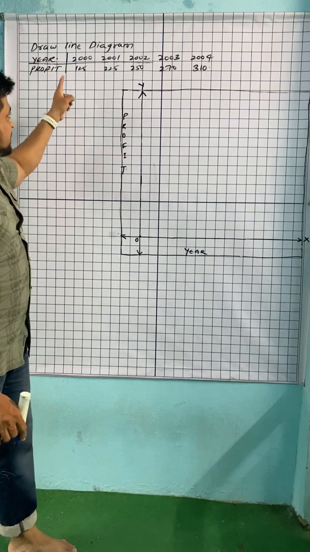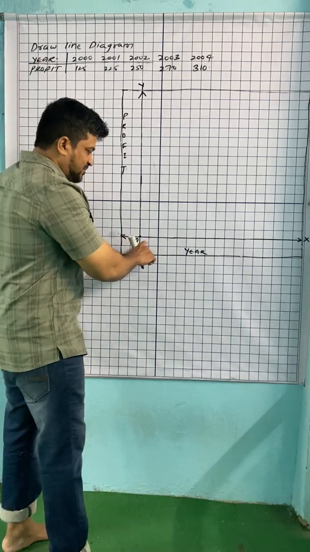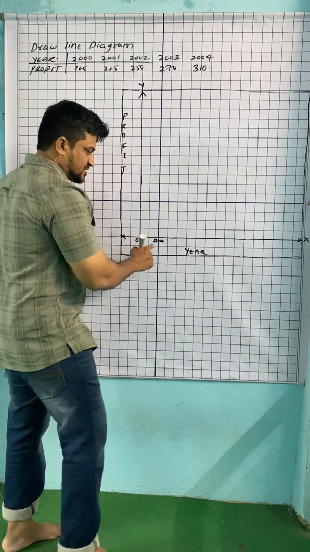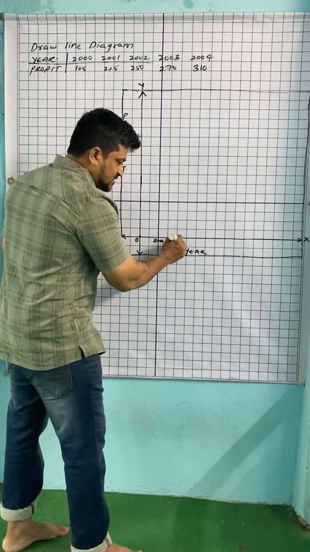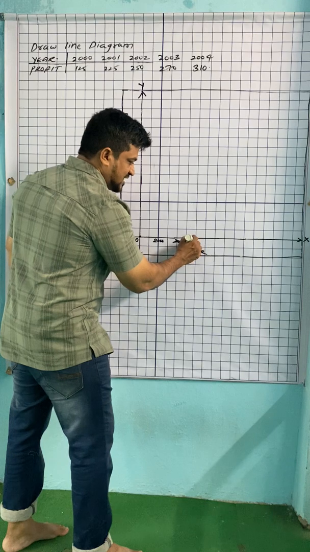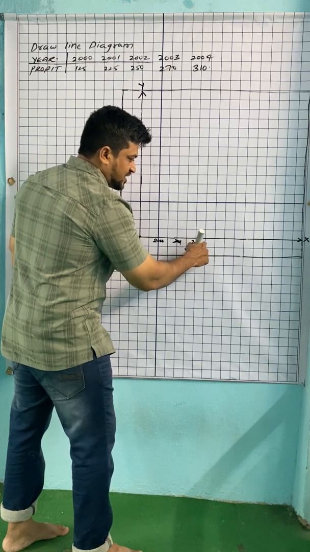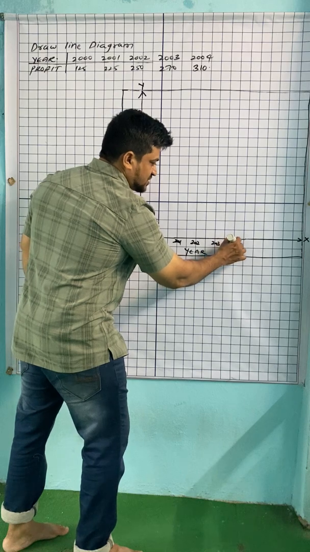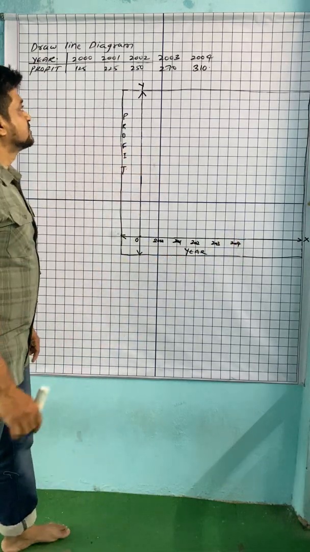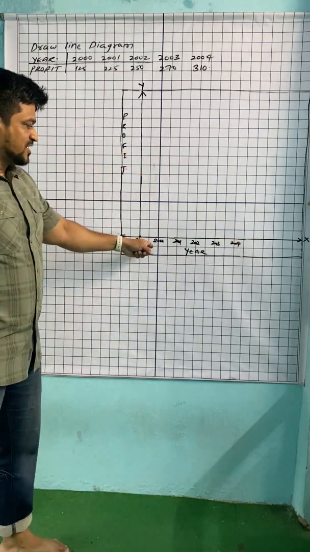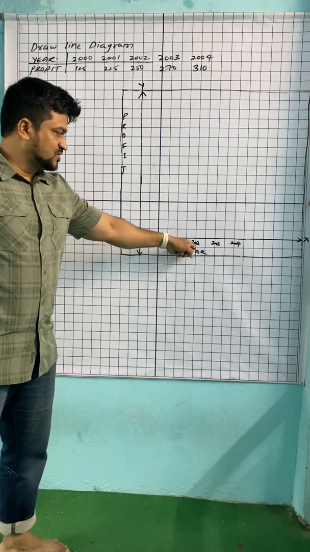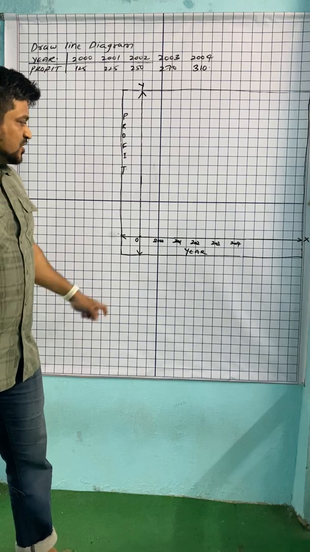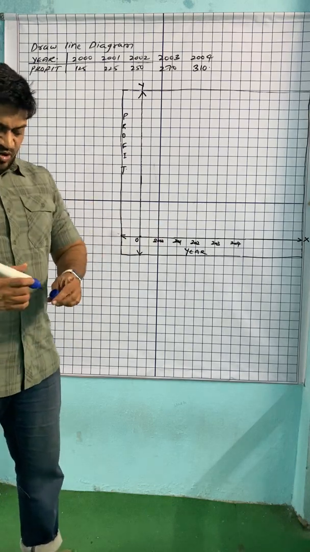Now here we have to take 2000. So what I will do is leave 2 boxes and take the year. This is 2000. Again 2 boxes, 2001. Again 2 boxes I have left, 2002. Again 2 boxes 2003, again 2 boxes 2004. So what have I taken? 2000, 2001, 2002, 2003, 2004, by leaving 2 boxes. You can also take 3 boxes.